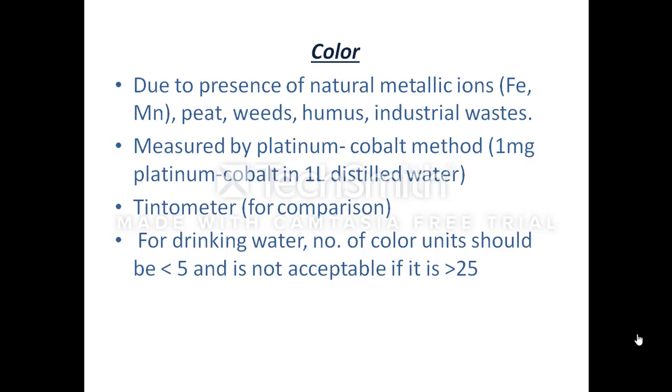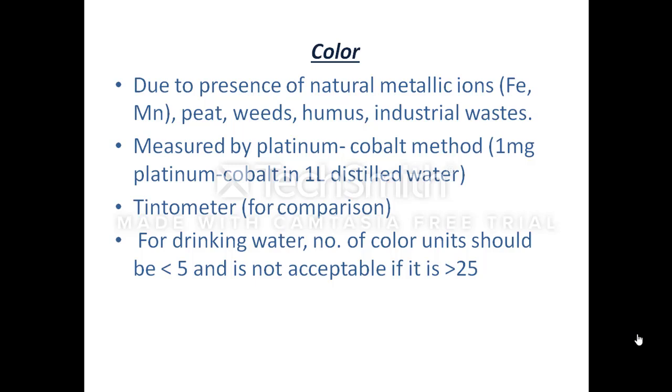The color is determined by the platinum cobalt method. What is to be done in platinum cobalt method? Take 1 milligram of platinum cobalt and dissolve it in 1 liter of distilled water. It would produce some color. The color produced in water is taken as a standard color. We measure the color on the scale called platinum cobalt scale. The color produced in the solution we made is the color of 1 unit on platinum cobalt scale. Now we got the standard colored water.